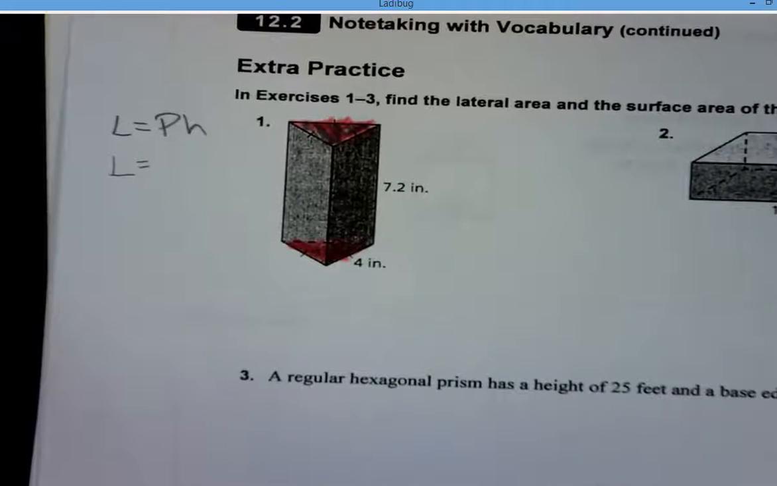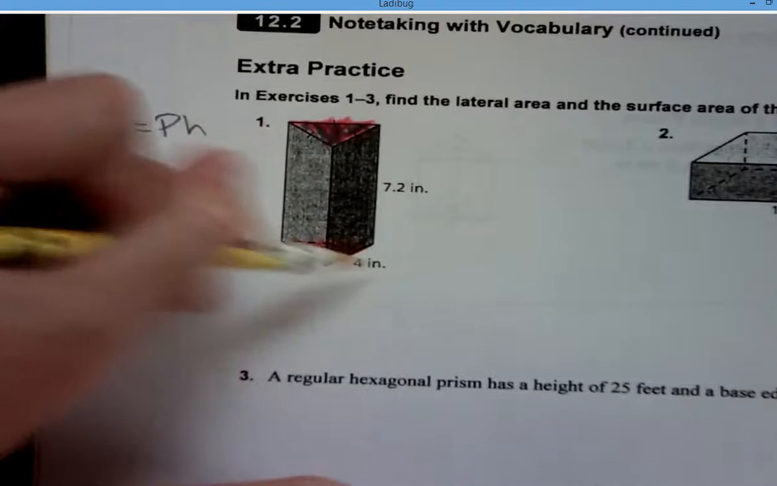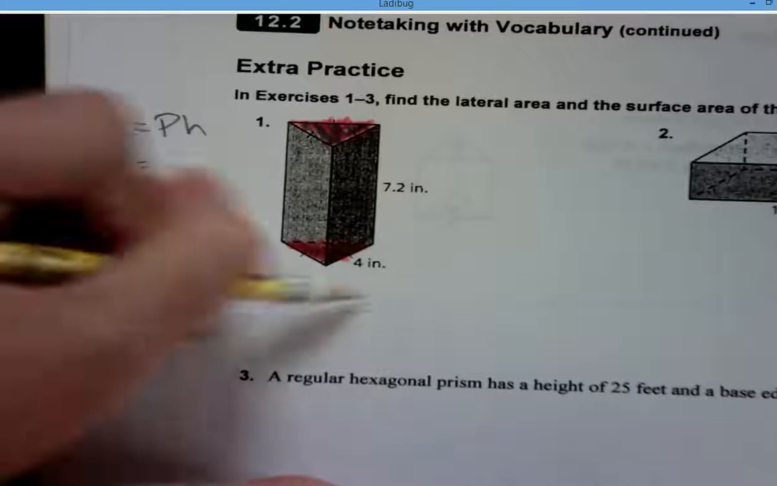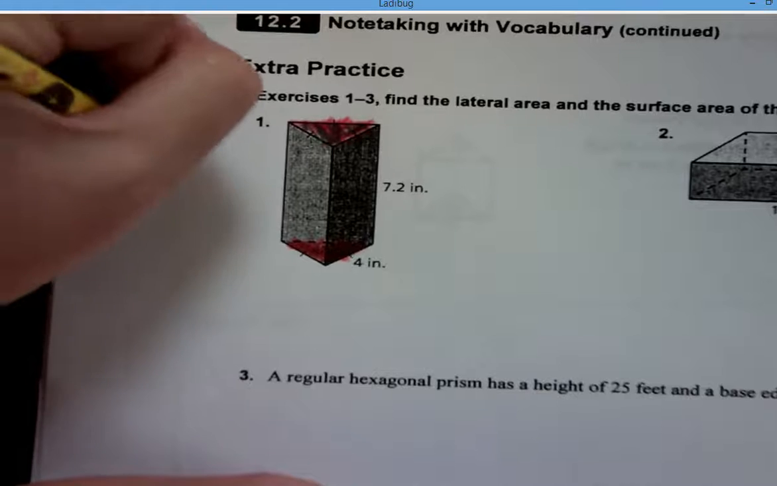The perimeter of our base. We've got an equilateral triangle as our base. So 4 is one of the sides. We need all 3 of the sides. It's just going to be 12. That would be the perimeter if we found the side length of both bases. We only need the perimeter of one base. So 4 is one of the sides: 4 plus 4 plus 4. That's all you're finding.